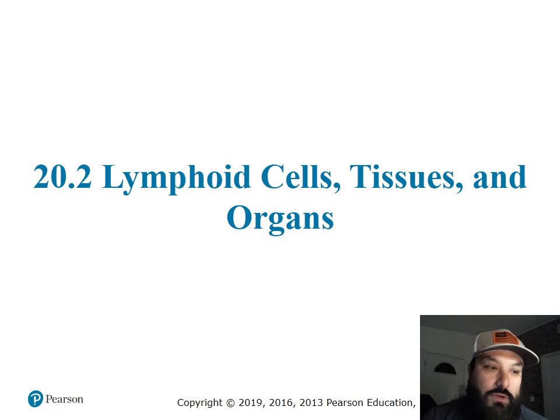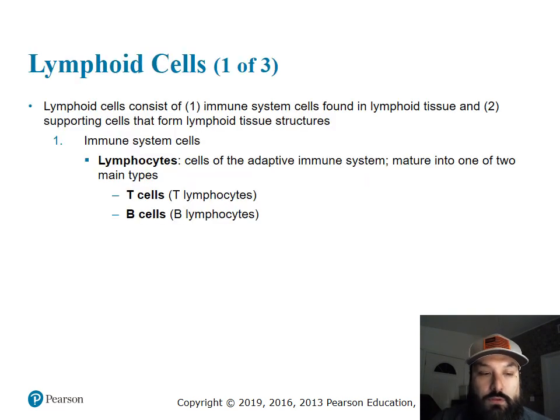So in comparison to your book, 20.2, the lymphoid cells, tissues, and organs. This is kind of where we're at here. Okay, so let's talk about the cells of the lymphoid system.